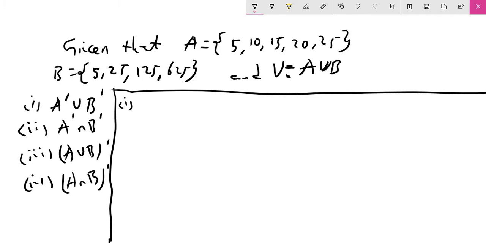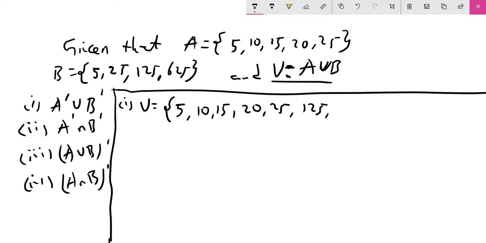So the first one first, let us write out the universal set so that we can see it clearly. They said the universal set is the combination of both sets. So let's just combine them and see. We have 5, 10, 15, 20, 25, 125, and 625. So this is the universal set.